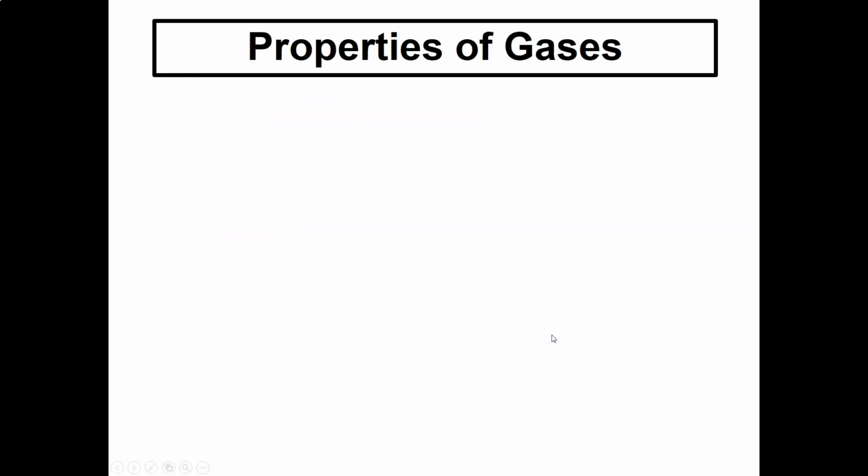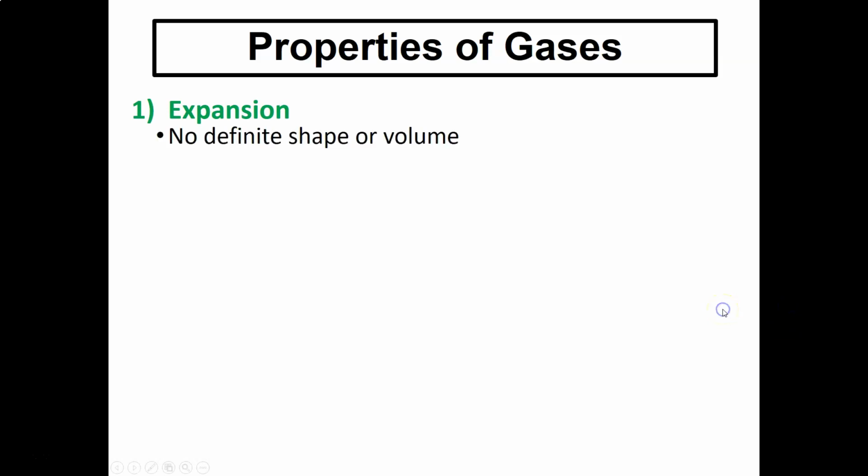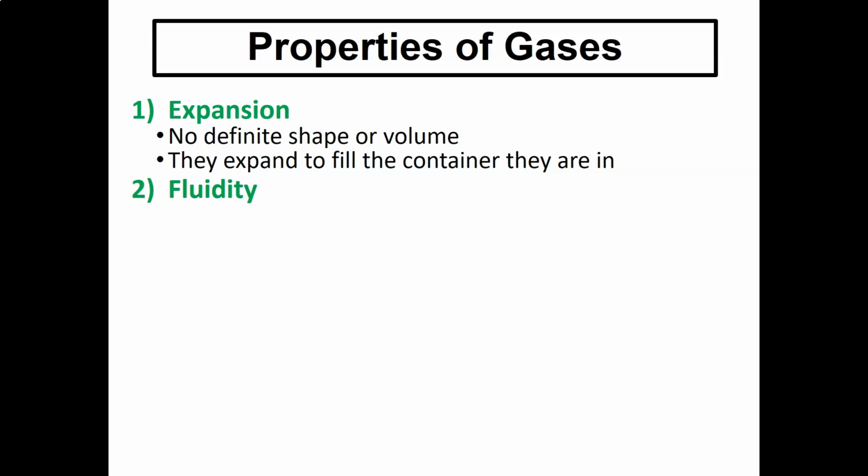Last slide, properties of gases. There's 5 properties. I kind of like thinking of KMT theory with 5 assumptions, and there's 5 properties of gases. It helps me remember it. Gases expand. They do not have definite shape. They do not have definite volume. They fill the container they're in. They're what we call fluid.